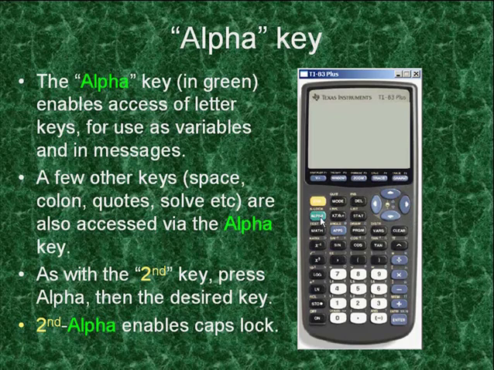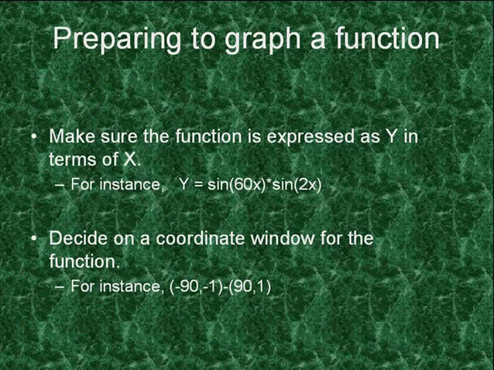The alpha key is used to access letters and a few symbols written in green. Press the alpha key, then the key underneath the letter or symbol in green. To enter several letters at a time, the TI-83 and 84 calculators have an alpha lock feature similar to caps lock on a computer. To use alpha lock, press second, then alpha. When you're finished, press alpha again to disengage alpha lock.